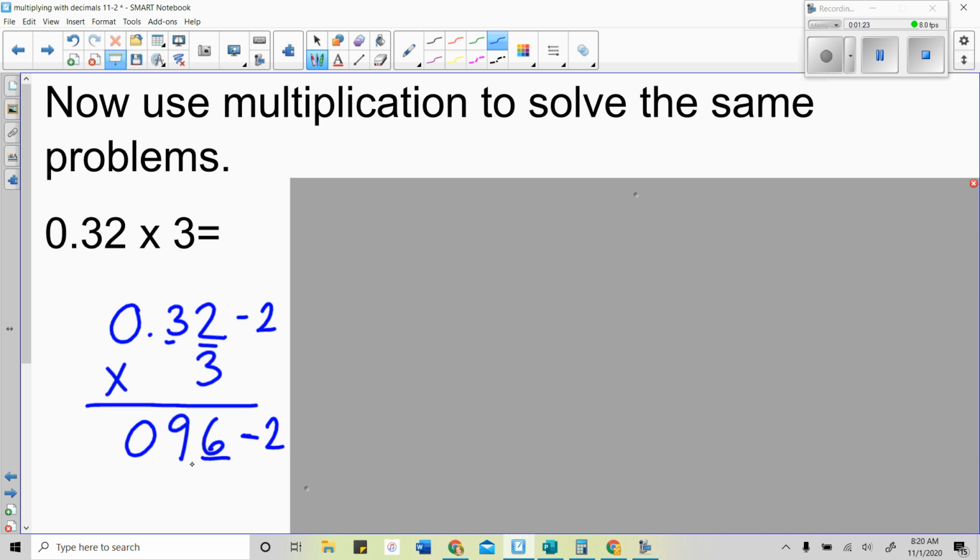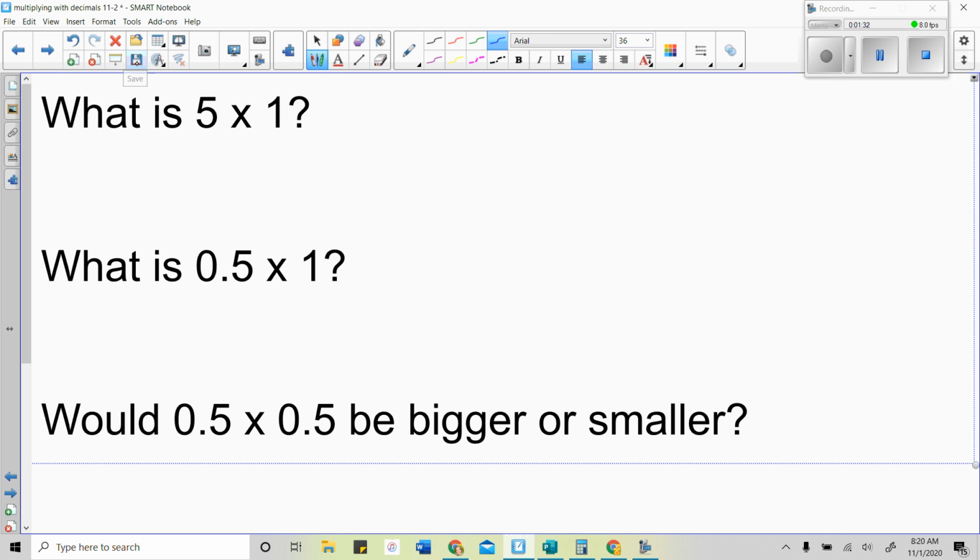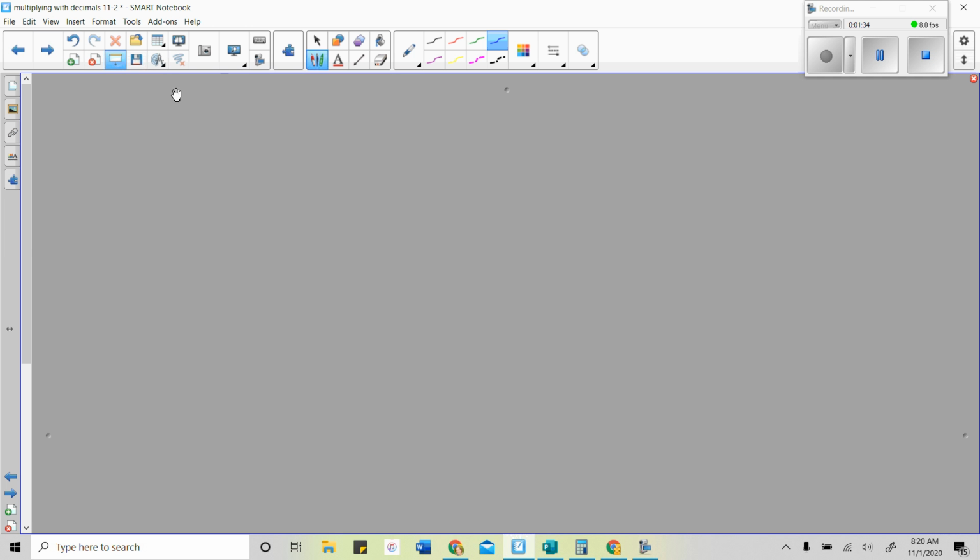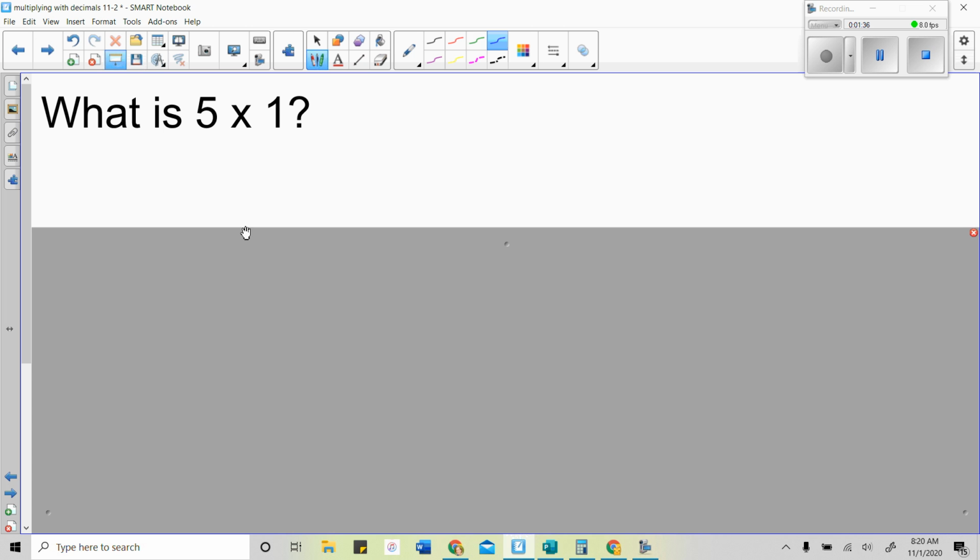So I'm going to start at the end, underlining 2 digits, and then place my decimal. And you'll notice I got 96 cents, just like I did on the first problem. So that makes sense when we're multiplying a whole number times a decimal. But what about when we do a decimal times another decimal?